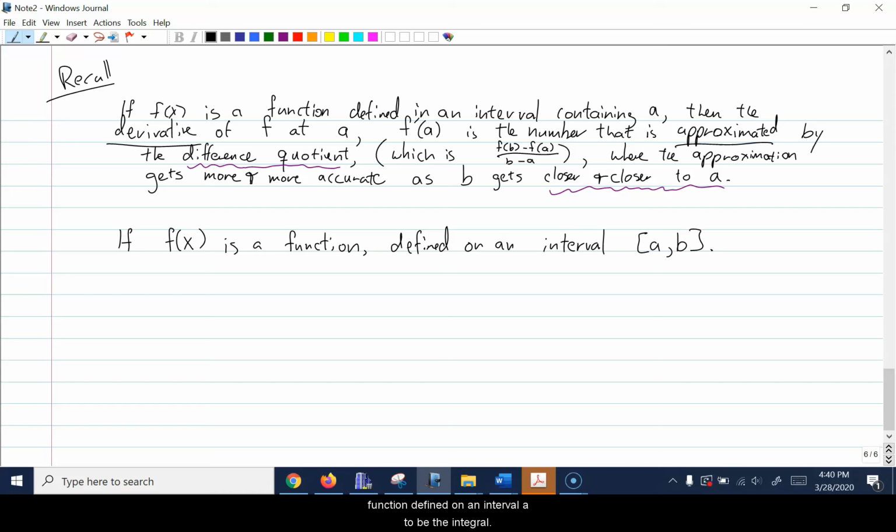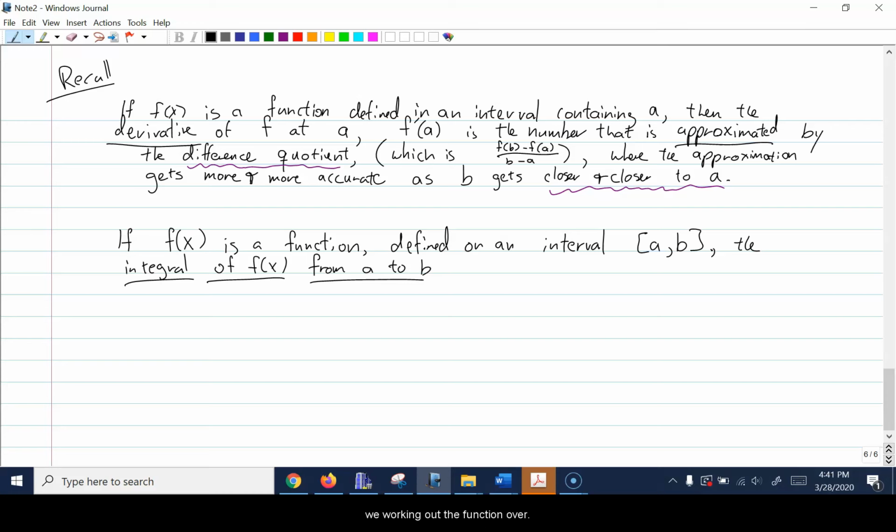So if f of x is a function defined on an interval a to b, the integral of the function from a to b. So we need to know what is the function and what range are we working out the function over. These are the two parts written. The integral from a to b of f of x dx. We'll zoom in on this in a second and say how we write down this integral expression.